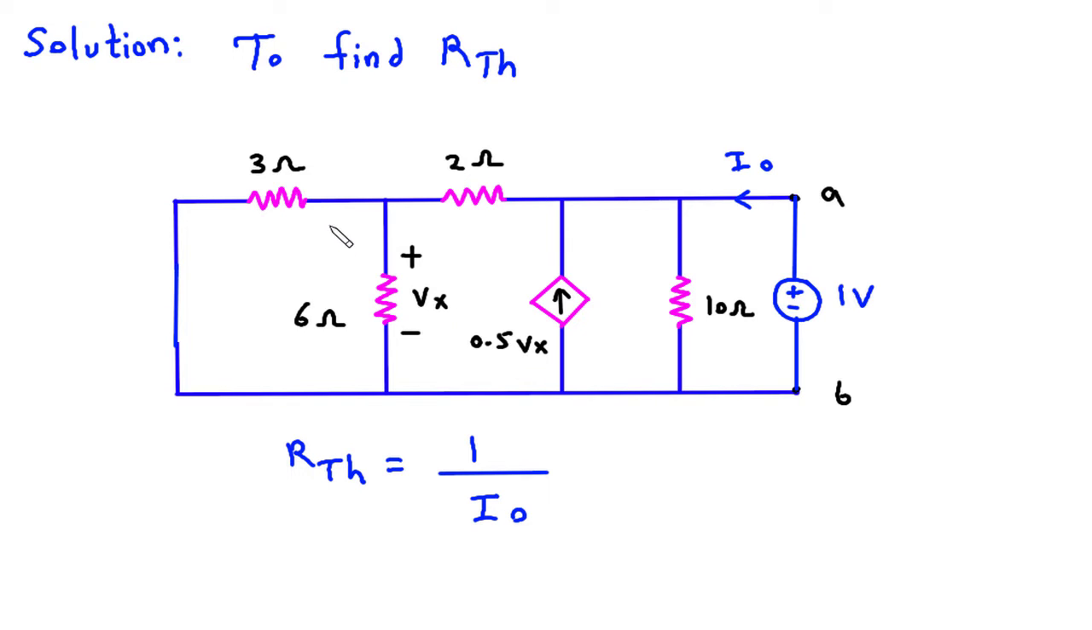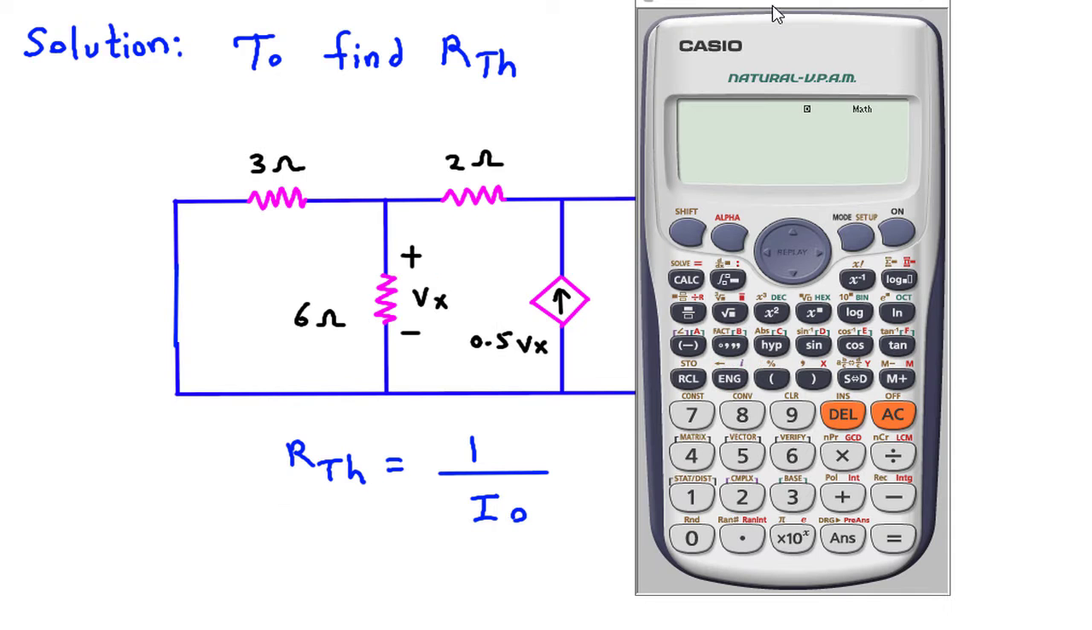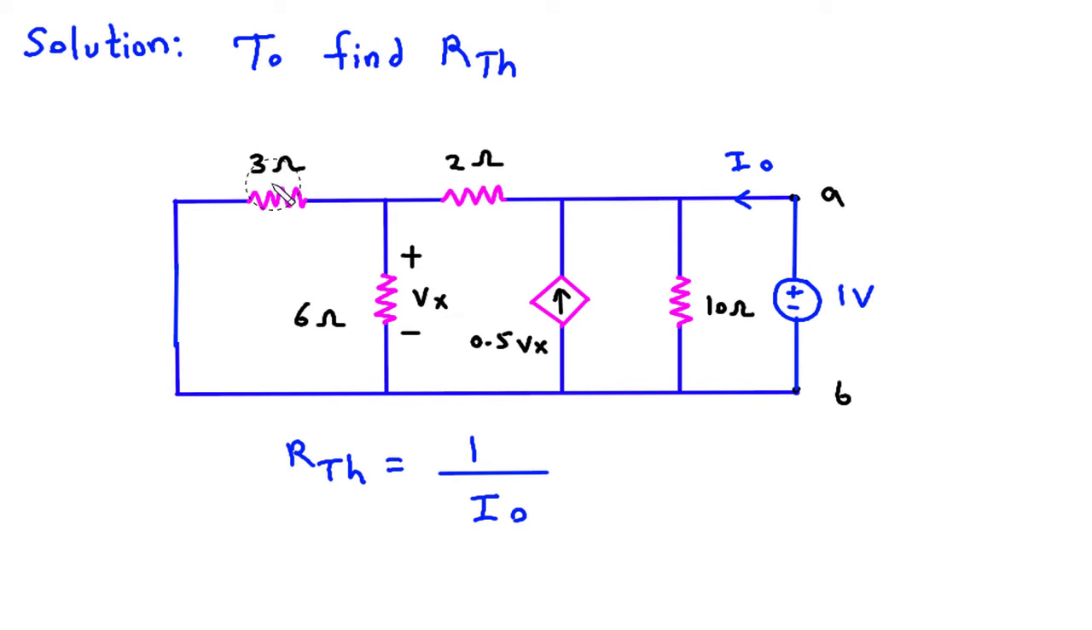Now here we can see that this 3 ohm is in parallel with this 6 ohm. So this will be 3 into 6 divided by 3 plus 6. So it is 2 ohm. Now these two resistances are in parallel, so voltage across them will be Vx. So we will change this to 2 ohm.